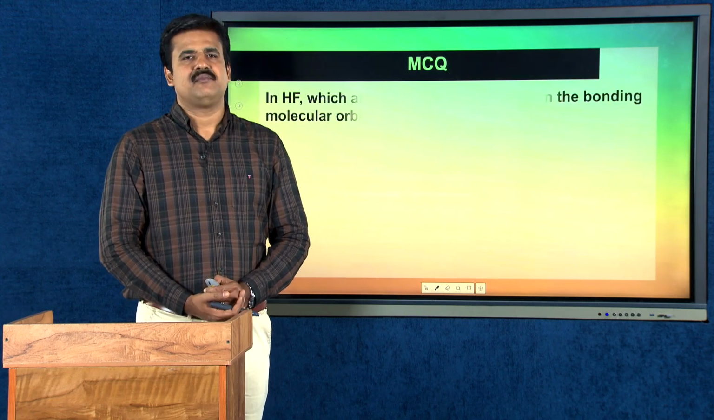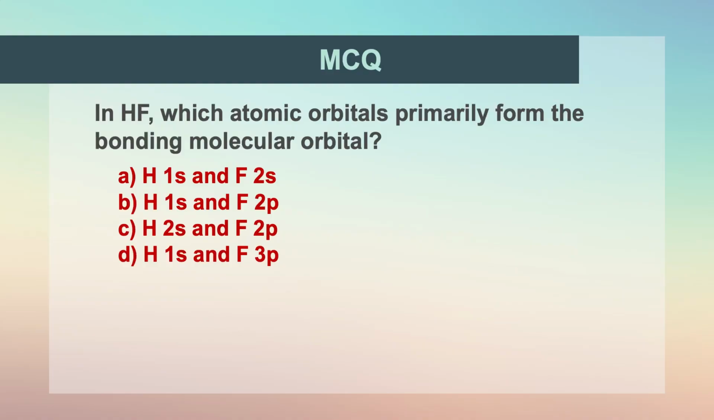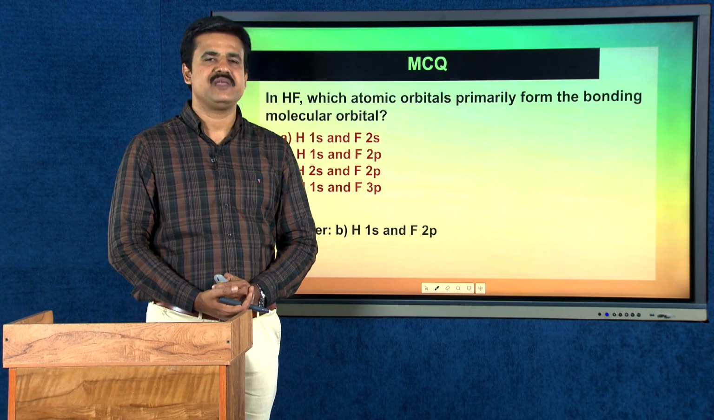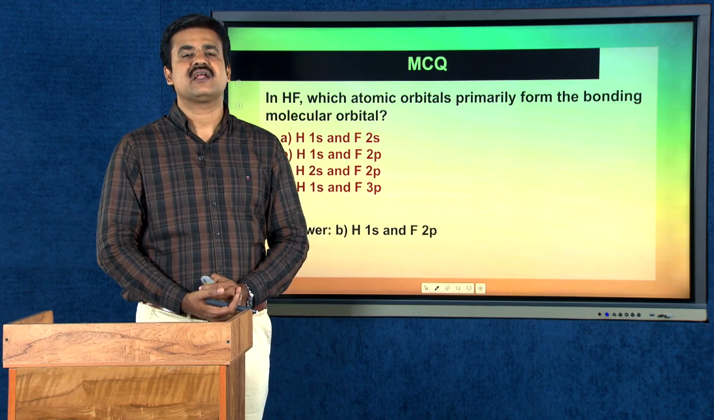The first multiple choice question is this: in hydrogen fluoride molecule, which atomic orbitals primarily form the bonding molecular orbital? Hydrogen 1s and fluorine 2s, hydrogen 1s and fluorine 2p, hydrogen 2s and fluorine 2p, hydrogen 1s and fluorine 3p. On careful analysis, you will get the correct answer as hydrogen 1s and fluorine 2p. More specifically, the 1s orbital of hydrogen with the 2pz orbital of fluorine. Therefore, your answer is option B.